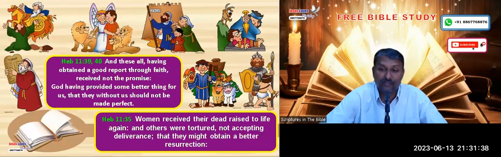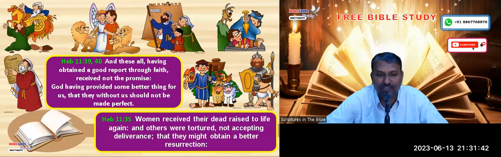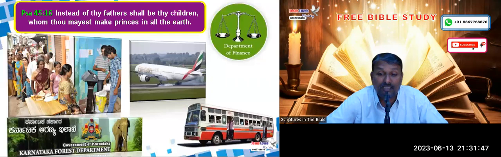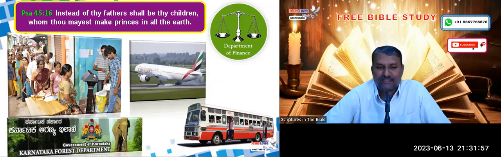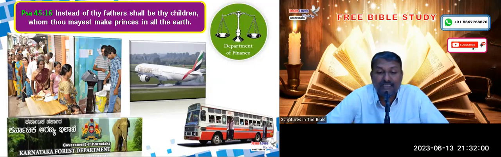See? So this will all come in the earthly resurrection in the 1,000 years. They shall be princes in all the earth. You see, Psalms 45:16. Today we have different departments, different officials. But in Christ's kingdom, these are going to be the visible rulers in the earth.